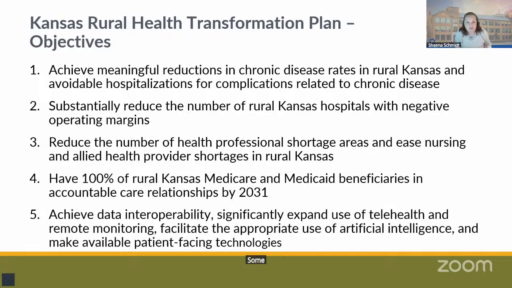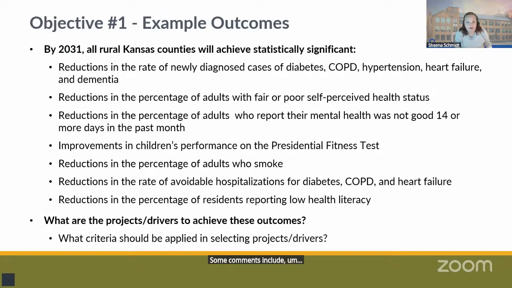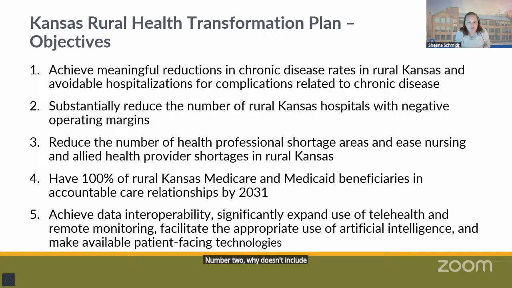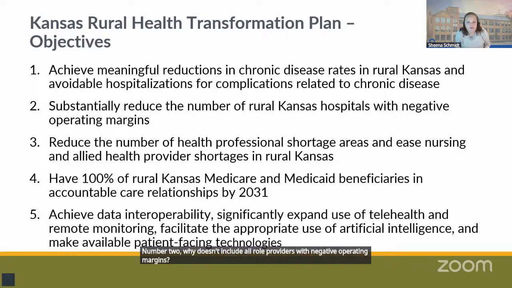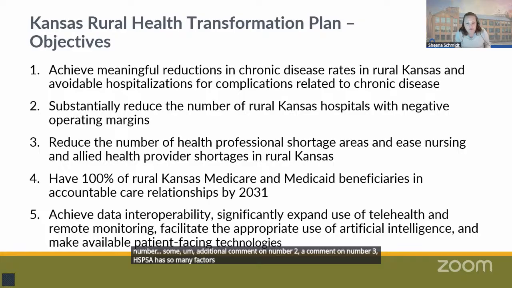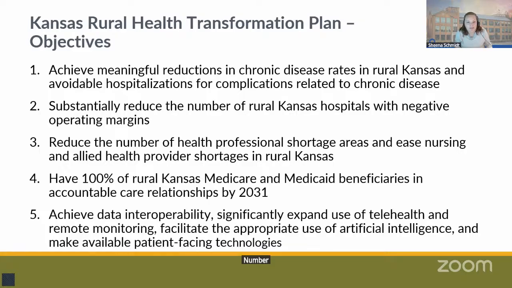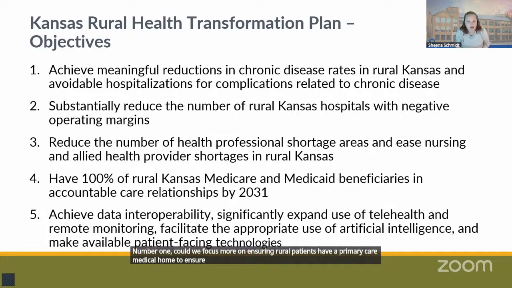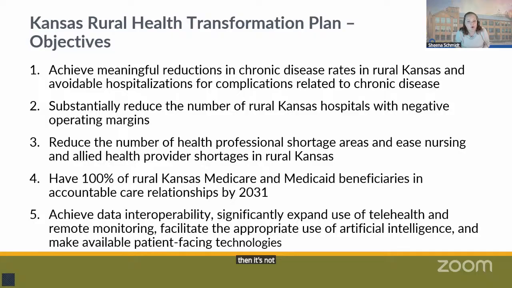Some comments include: number 2, why doesn't it include all rural providers with negative operating margins? Number 2 may need to be more inclusive, rural Kansas health systems. Some additional comment on number 2, a comment on number 3, HPSA has so many factors, some we can't control. Number 1, does chronic disease include behavioral health? Number 1, could we focus more on ensuring rural patients have a primary care medical home to ensure access to preventive health care? Then it's not just chronic disease, but whole health, whole person. Right.